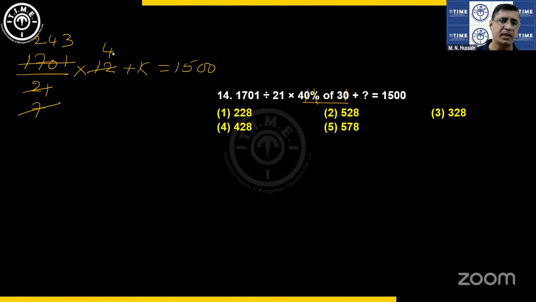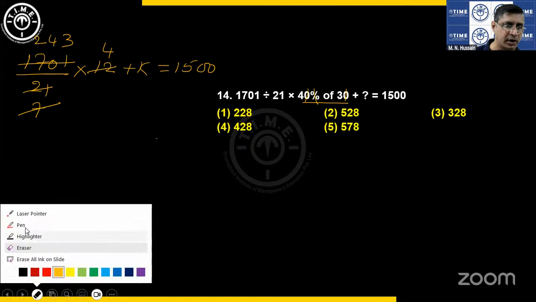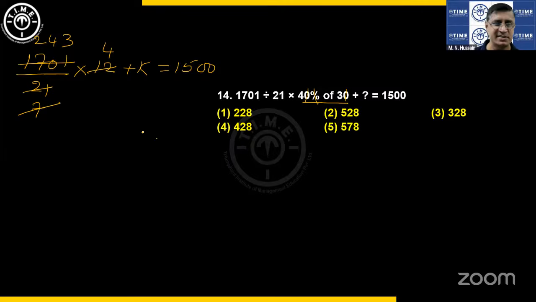Now simplify. 3 times 4, that is 12. Now 4 times 243, that is 972. 3 into 4, that is 12. 1 carry forward. 4 into 24, 96. 96 plus 1, 97. So 972, subtract from 1500.